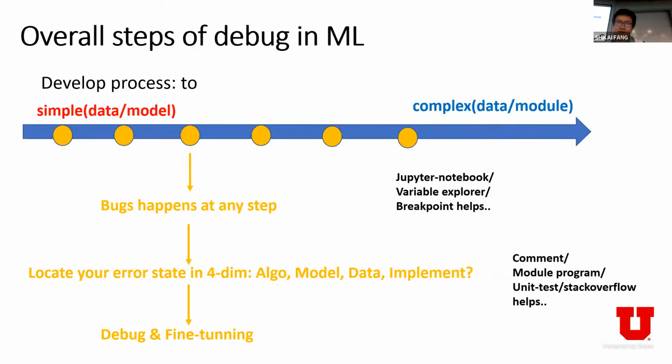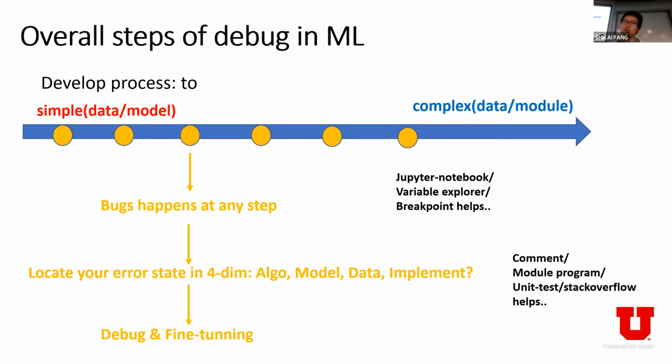At the end of this section, I will give you an overall outline of debugging machine learning. If you see the blue arrow from left to right, the general principle is from simple to complex: from simple data and simple models to complex data and models. And at each step, the yellow points here, you have the probability of meeting bugs. It always happens, and it happens at any step.